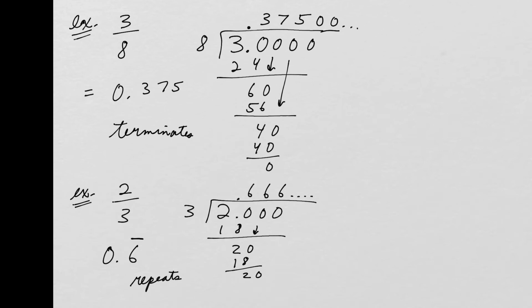So that will always be true. If you have a rational number, it's either going to terminate, like 3/8 did over here, or it's going to repeat, like 2/3. Those are the only two possibilities.